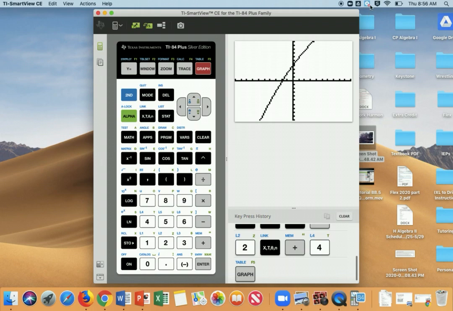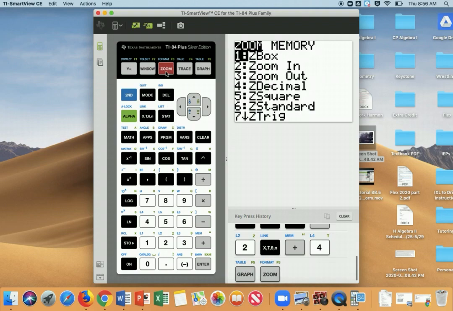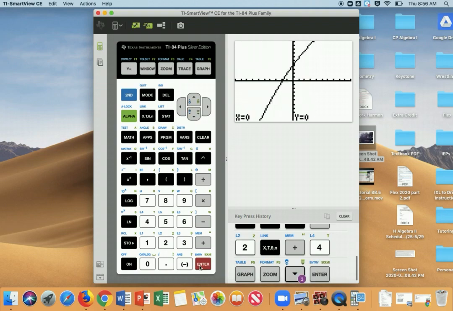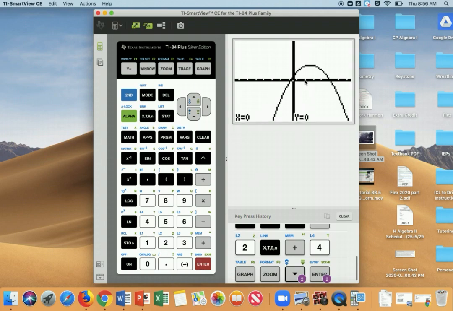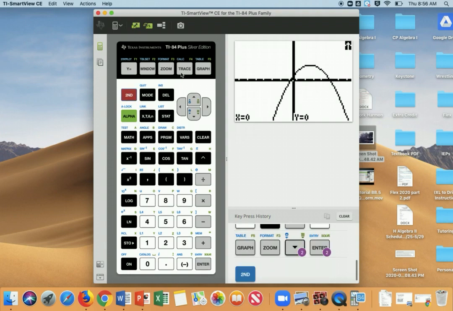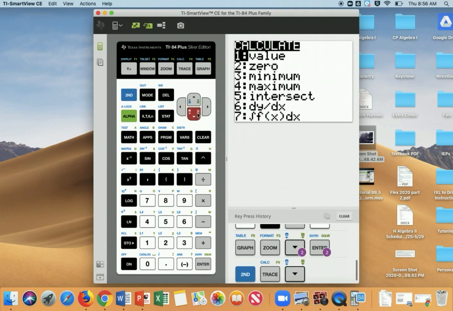And now my maximum's up here somewhere. So what I'm going to do is go ahead and zoom out. All right, so I'm looking for this point. Like I said, I want to find the maximum height. So let's go to calculate, and let's go down to maximum.